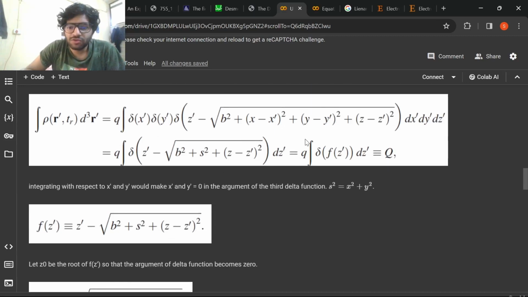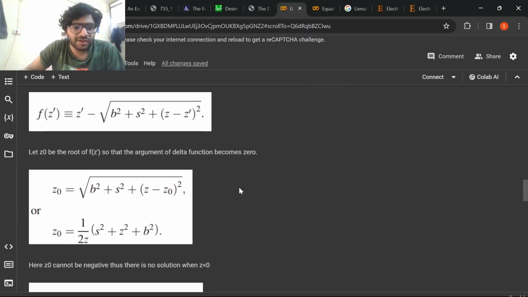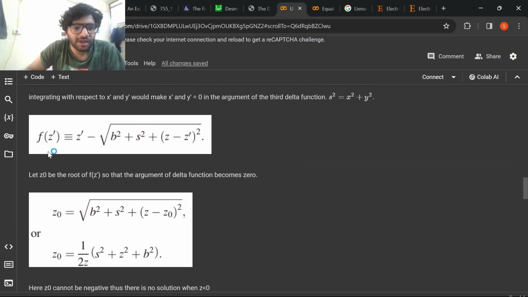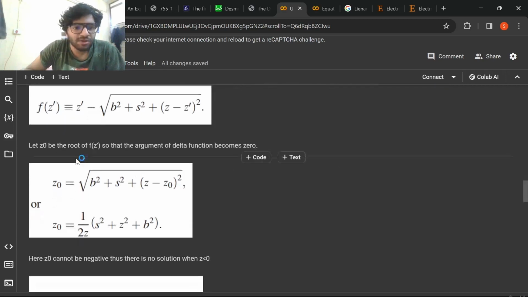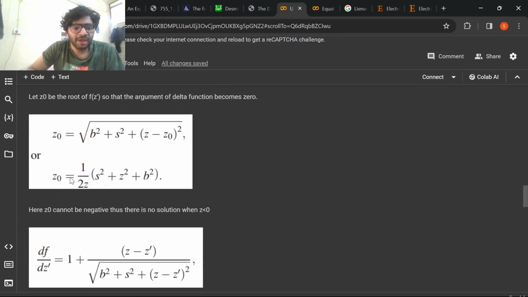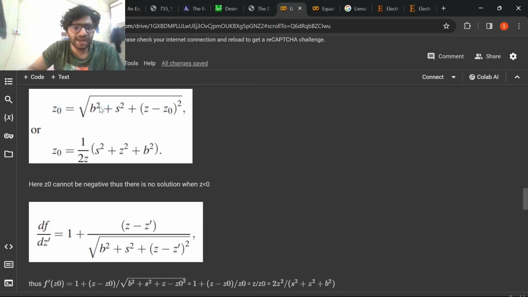To solve this Dirac delta of a function, we need the root and the derivative. First we find the root: when f of z dash is equal to 0, the argument of the Dirac delta function goes to 0. So let the root be z naught. We have z0 is equal to root of b square plus s square plus z minus z0 whole square, which we get from here. Squaring, we get z0 square is equal to b square plus s square plus z minus z0 whole square, and when we solve it, we get z0 is equal to 1 by 2z into s square plus z square plus b square. Here z0 cannot be negative, so when z is negative, there is no solution.